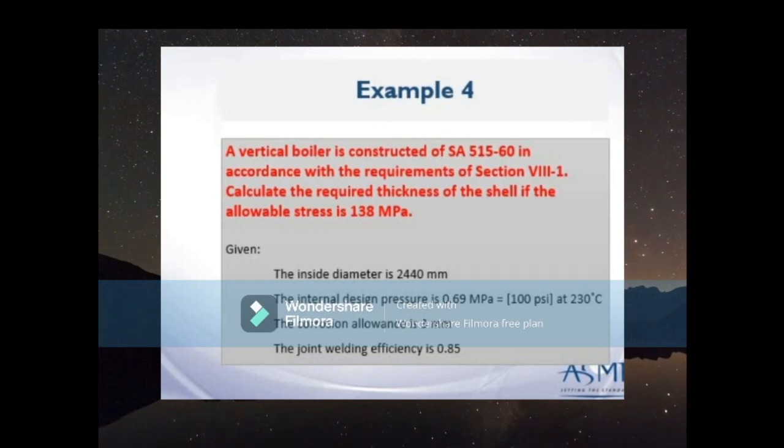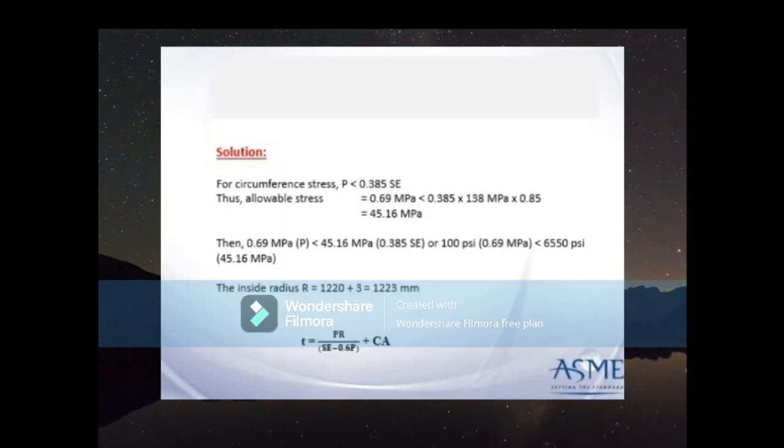Example 4. A vertical boiler is constructed of SA-515-60 in accordance with the requirements of Section 8-1. Calculate the required thickness of the shell if the allowable stress is 138 MPa. Given: the inside diameter is 2,440 millimeters. The internal design pressure is 0.69 MPa equals 100 psi at 230 degrees Celsius. The corrosion allowance is 3 millimeters. The joint welding efficiency is 0.85.